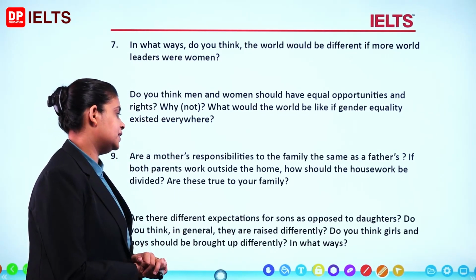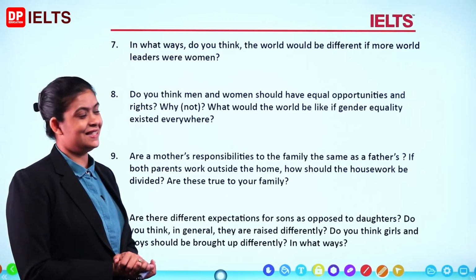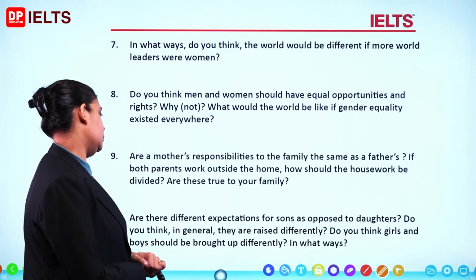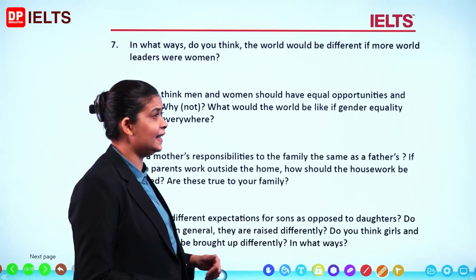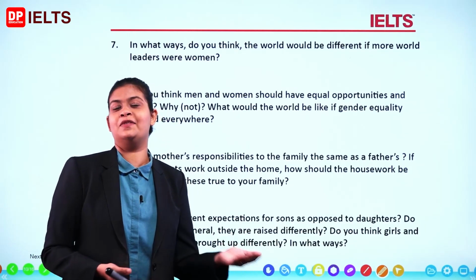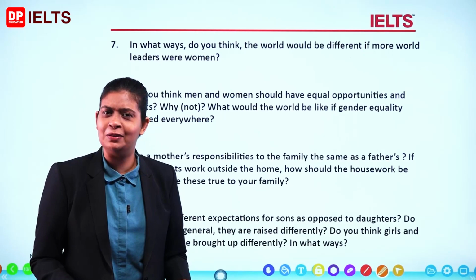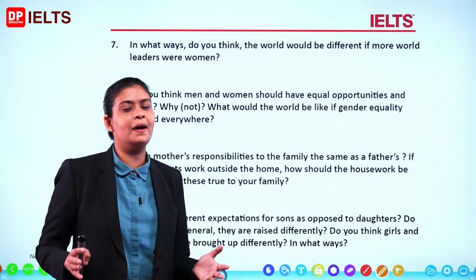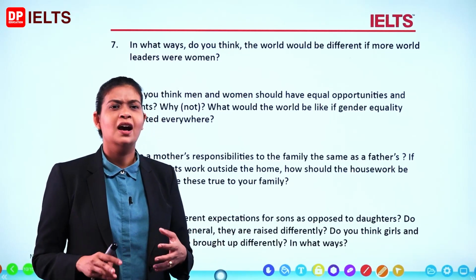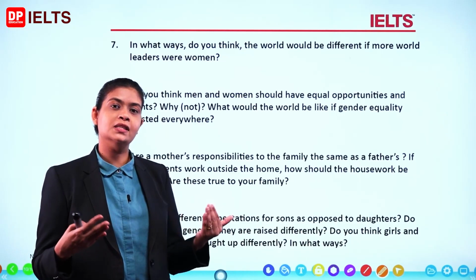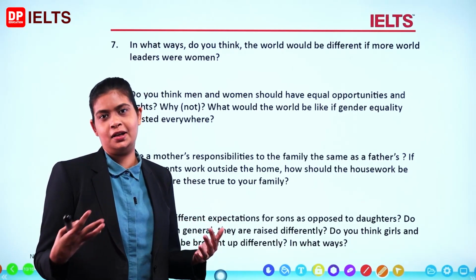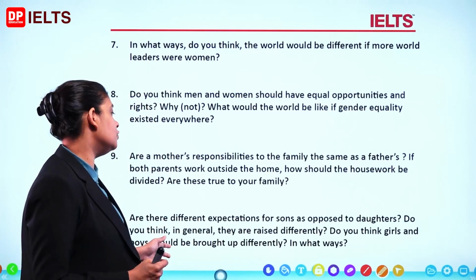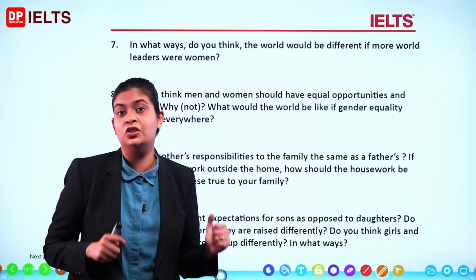Are there different expectations for sons as opposed to daughters? Do you think in general they are raised differently? Do you think girls and boys should be brought up differently? I think the expectations are different because I have two sons and a daughter, and I feel they are different, right? But because they're not that grown up, I really don't know what the expectations are, but I feel more than sons, daughters want a lot of love and care and affection. Sons, they do, but they don't really show it. And in general, I think they should be raised equally strong, okay?